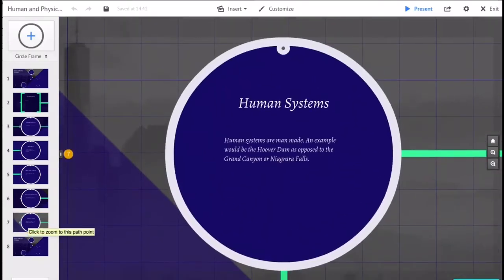And finally, just examples of human systems that are really common to see on the exam: the Hoover Dam would be a human system, as opposed to the Grand Canyon or Niagara Falls, which would be natural systems.